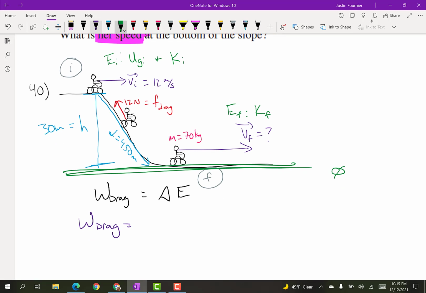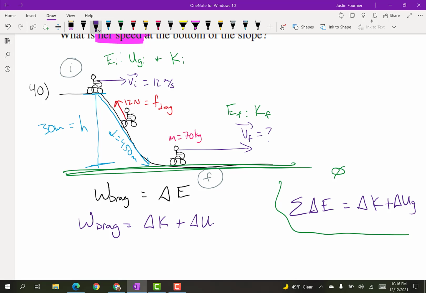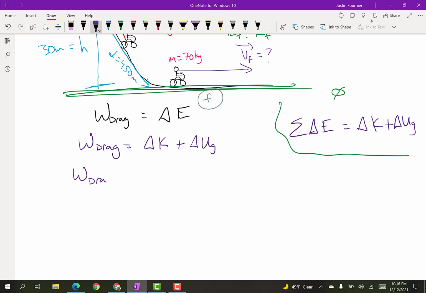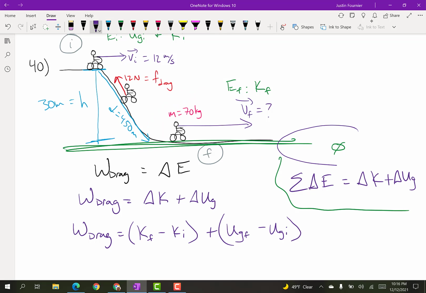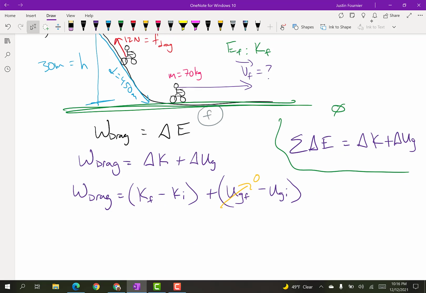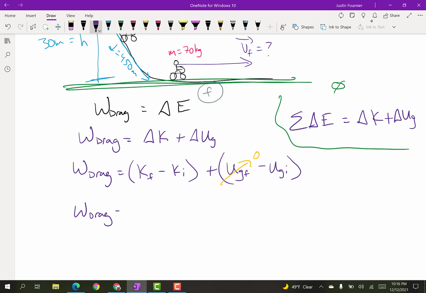So the total change is the sum of the changes in energy: the change in kinetic energy plus the change in gravitational potential energy. So the work done by the drag force is the final kinetic energy minus the initial kinetic energy, plus the final gravitational potential energy minus the initial gravitational potential energy. But right at the end there is no gravitational potential energy because I made my zero mark here, so that becomes 0.